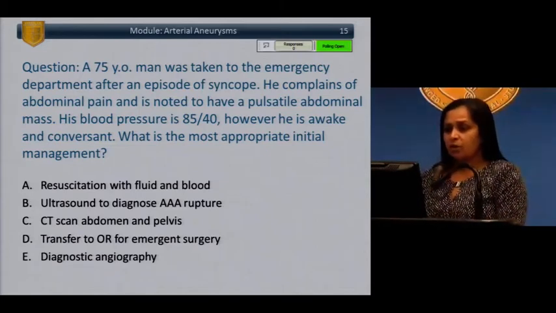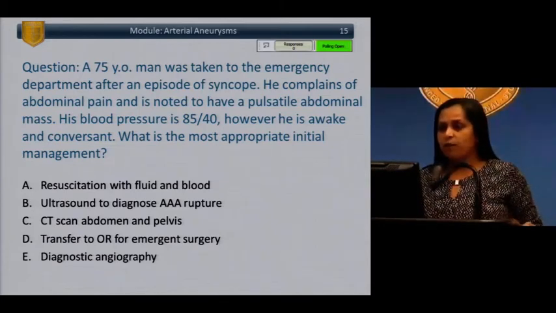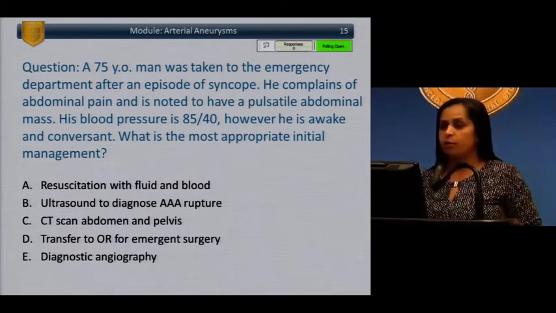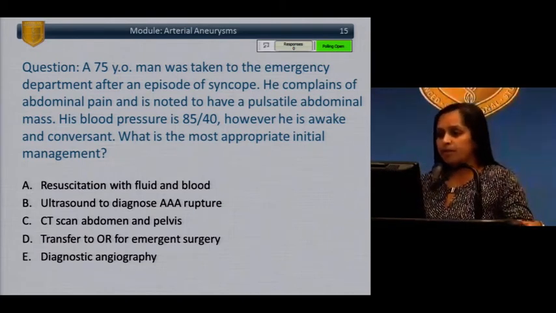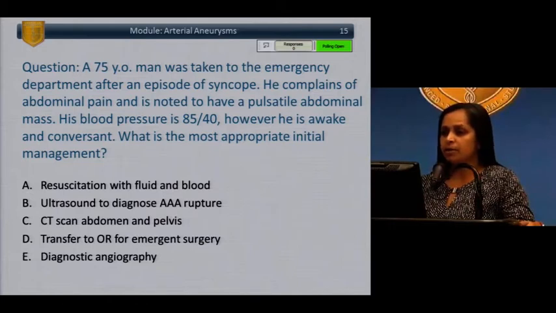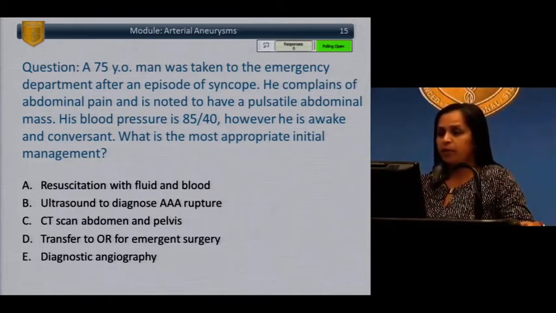So we'll have another question. A 75-year-old man was taken to the emergency department after an episode of syncope. He complains of abdominal pain and is noted to have a pulsatile abdominal mass. His blood pressure is 85/40. However, he is awake and conversant. What is the most appropriate initial management?